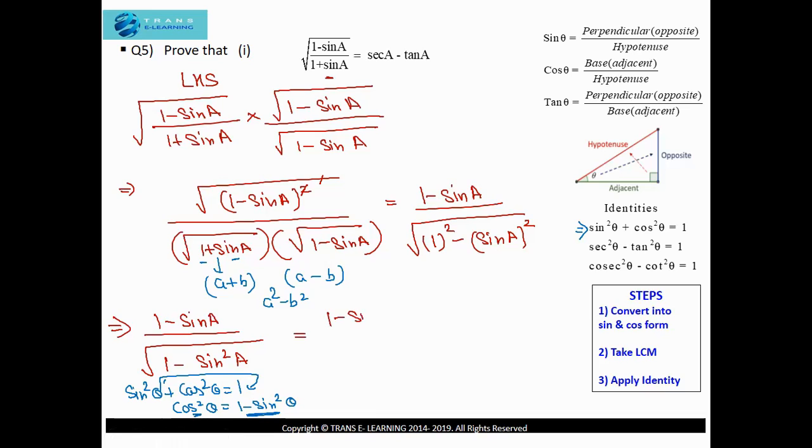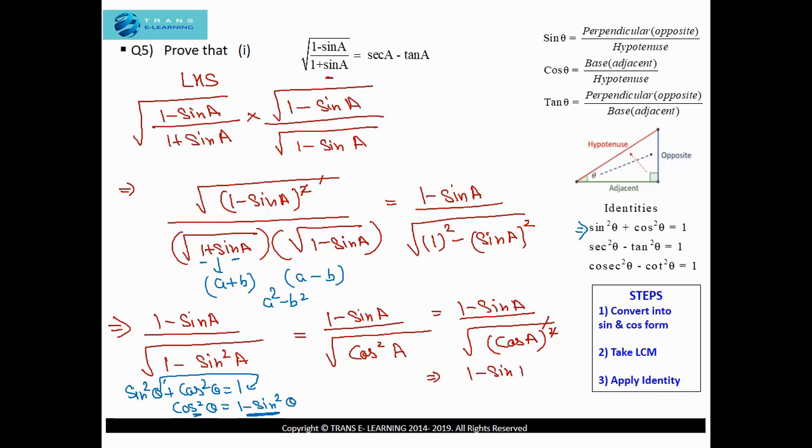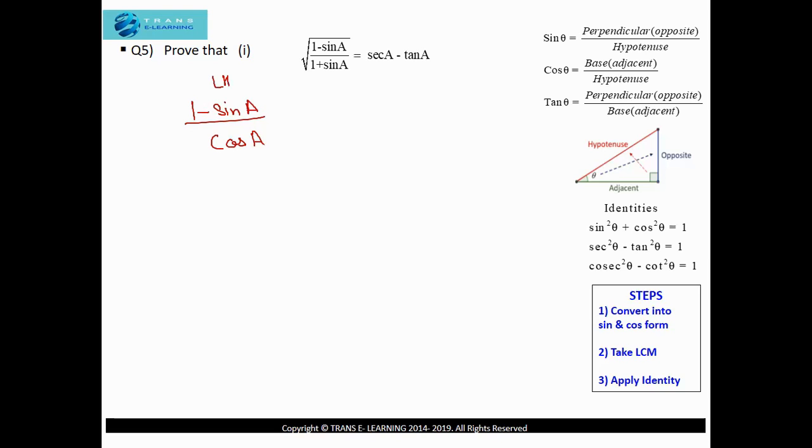So the numerator will remain same, that is 1 minus sine a, and in the denominator we will get cos square a. Now this denominator can be written as square root of cos a whole square, where square will get cancelled by the square root. So we are left with 1 minus sine a in the numerator and cos a in the denominator. So on the left hand side we have 1 minus sine a in the numerator and cos a in the denominator, but still on the right hand side we want secant a minus tan a.